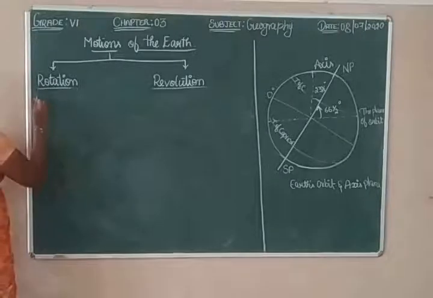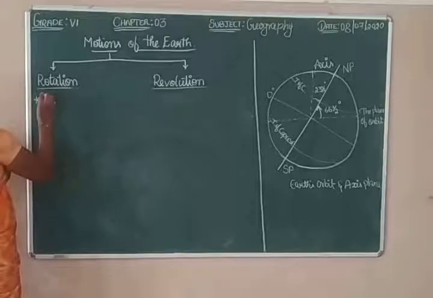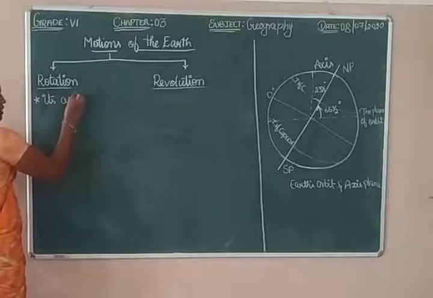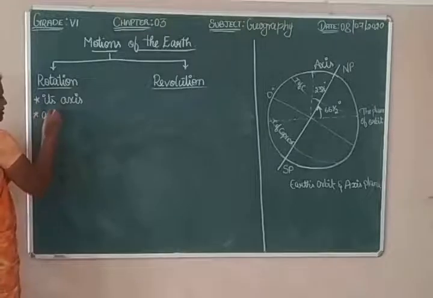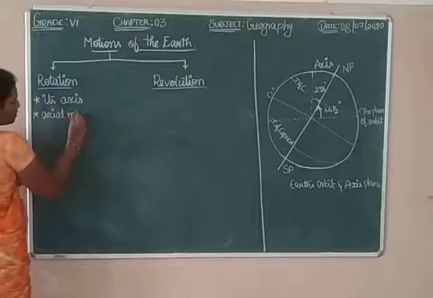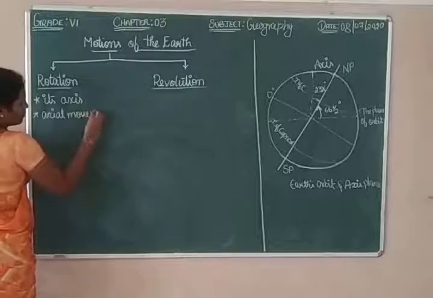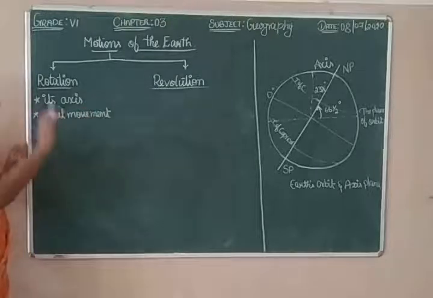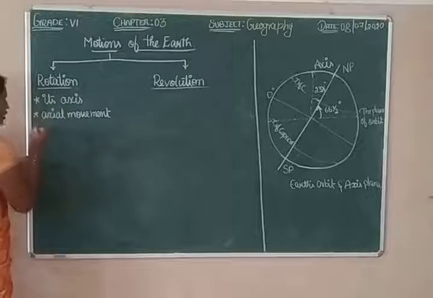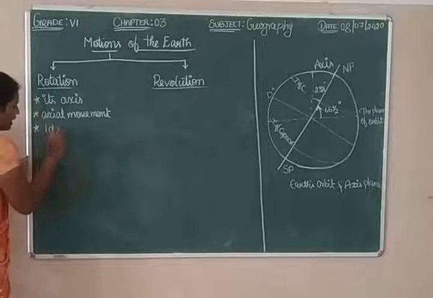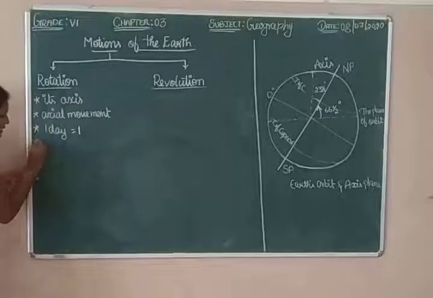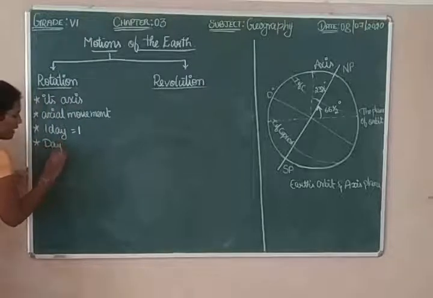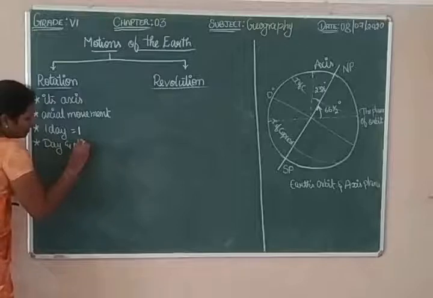Rotation means spinning of the earth on its axis, whereas it is also called axial movement. Earth takes 1 day for one rotation. 1 day equals one rotation, and it causes day and night.